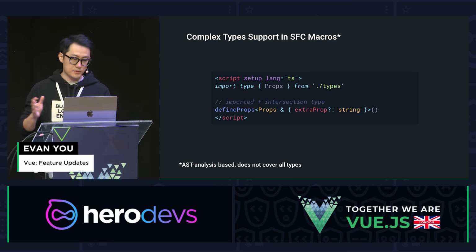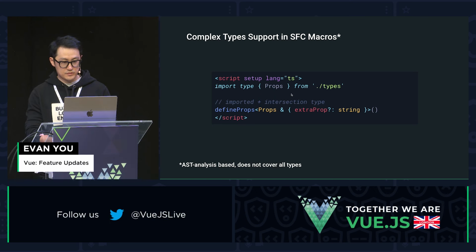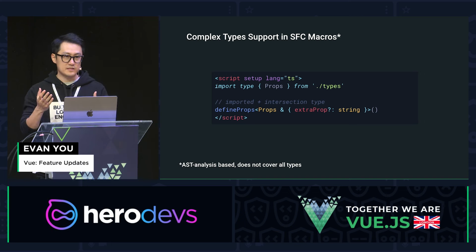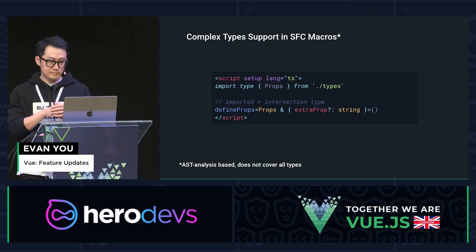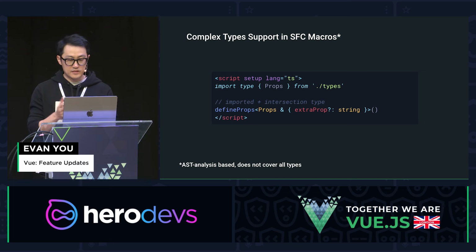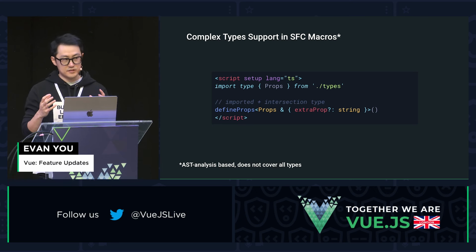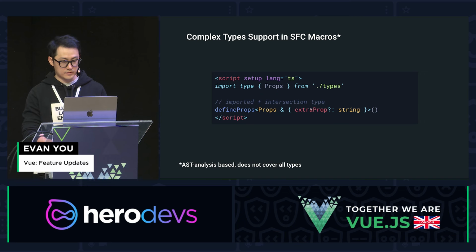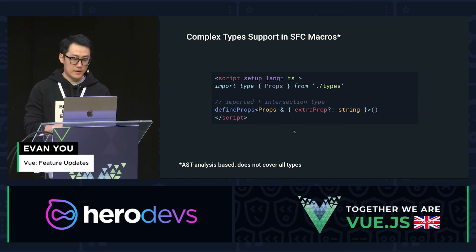Not just imported types, but we also added support for a limited set of complex types. For example, here, we are using an imported type together with an intersection type with some additional props you might want to add to this interface. We can also do interface extends, or sometimes you may use built-in utility types like Required or Optional. So we try to account for these types as much as possible. So for example, this example here will just work because we're able to resolve whatever is in props, we're able to resolve whatever is in here, and we're able to just merge them together.